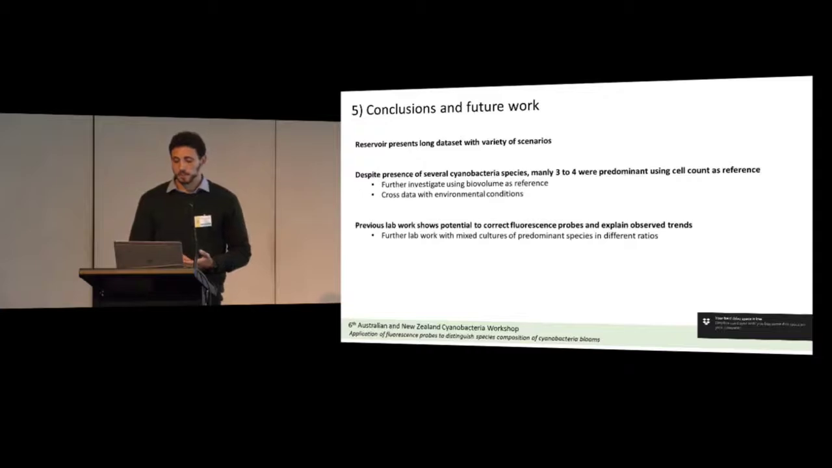This will be cross-checked while further investigating biovolume data and seeing if there are only those 3 to 4 predominant species, and then cross-checked with environmental conditions. Further, previous lab work shows the potential of how combining both data analysis and directed lab work can help us understand what the probe is reading, its limitations, and then give us a light to where we should go in order to overcome these limitations.